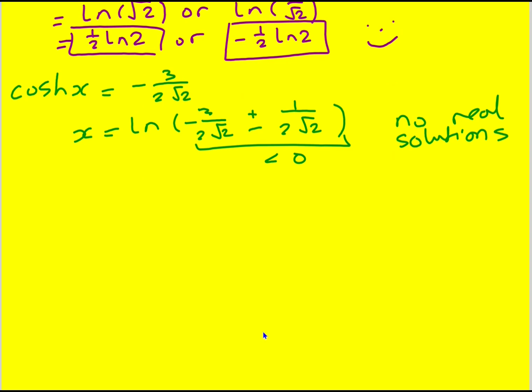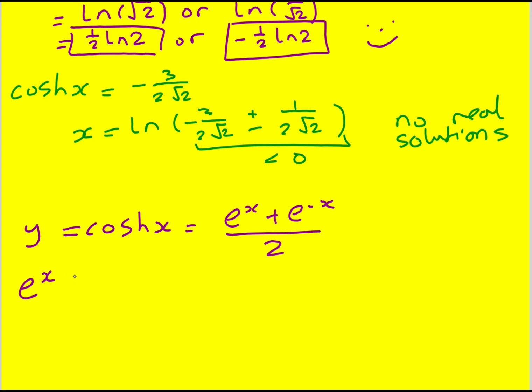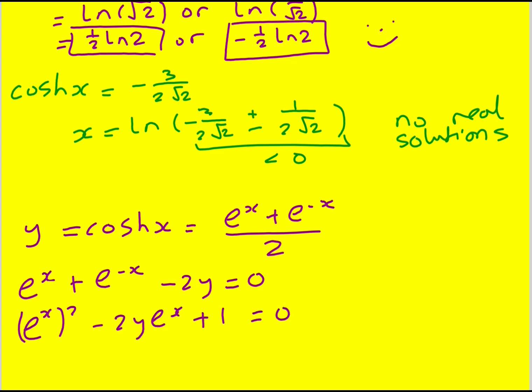And let me show you where this comes from by essentially deriving the inverse function. Let's say that y is equal to cosh x. Now we can write that as e to the x plus e to the minus x over 2. To get the inverse function, I'm going to have to make x the subject. So we'll get e to the x plus e to the minus x equals 2y. So if I then minus that 2y, I'll get 0. This, believe it or not, is a hidden quadratic in e to the x. I'm going to create it by timesing through by e to the x. We'll get e to the x squared minus 2y e to the x plus 1 equals 0.